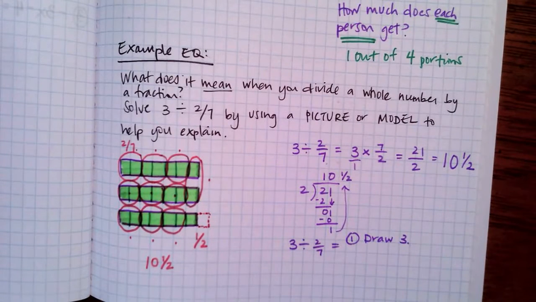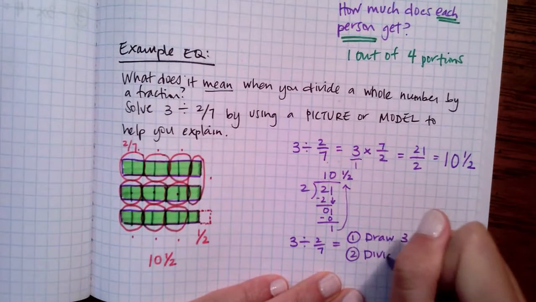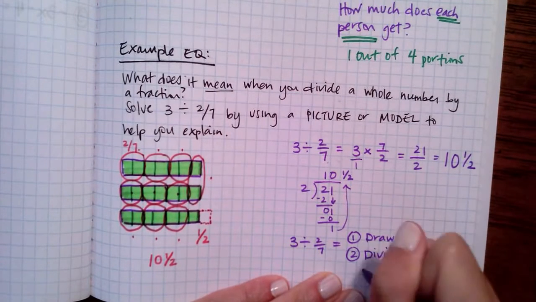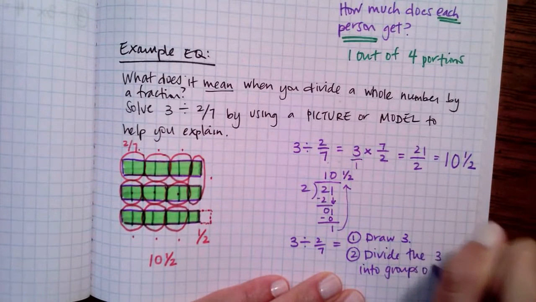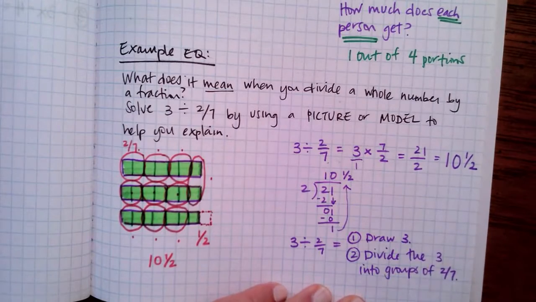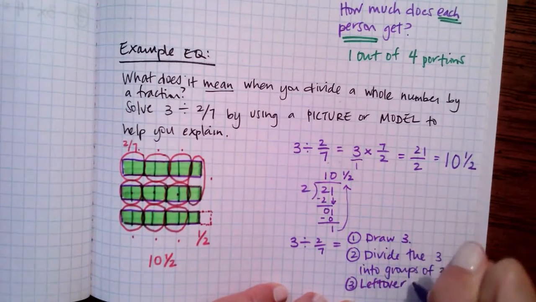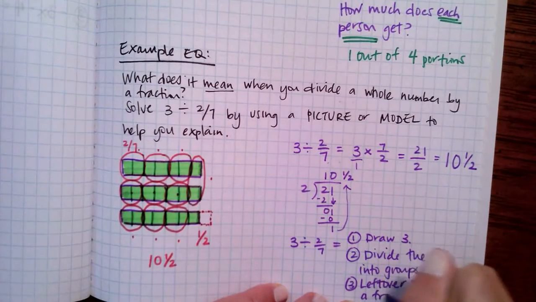Okay, so the second step after drawing 3 was to divide the 3 into groups of 2/7. Okay, and then what was it? The leftover becomes a fraction.